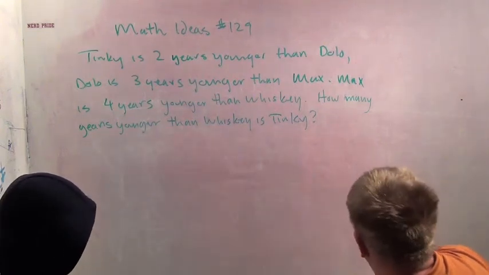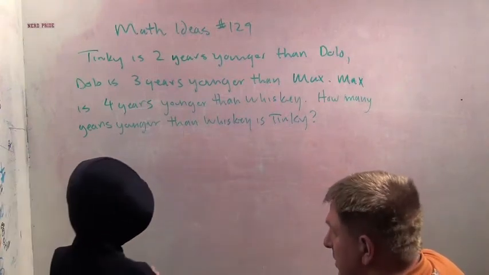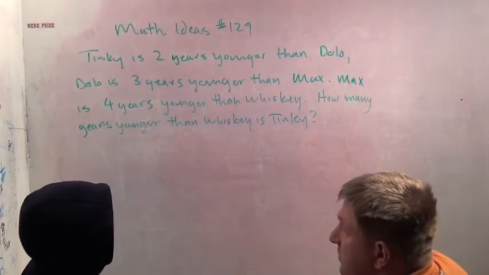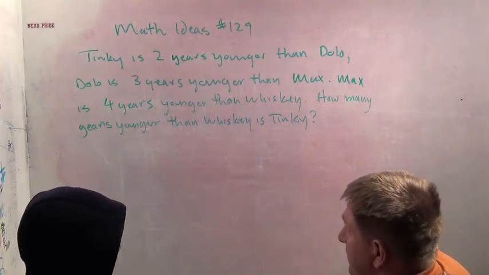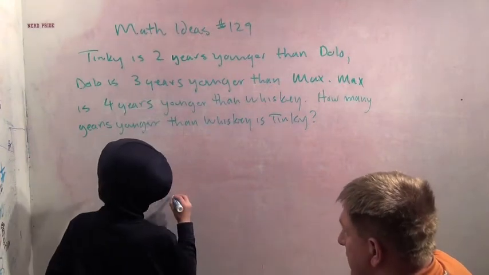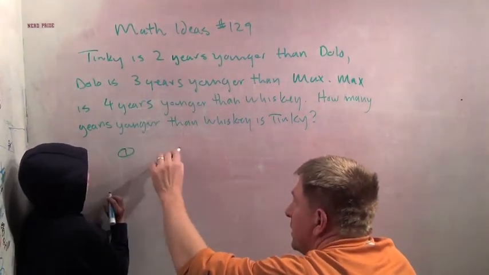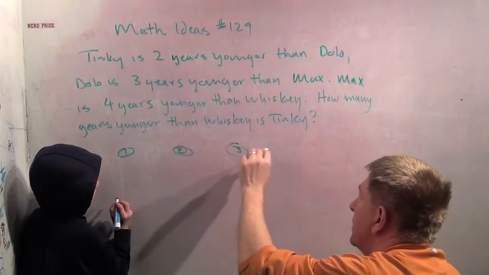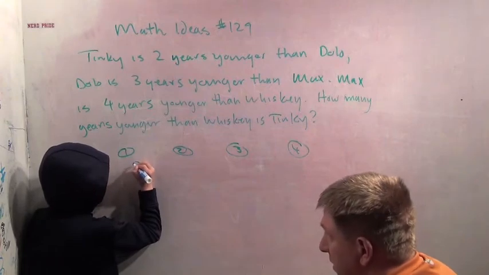Yep. How do you want to approach a problem like this? You could draw a picture. Who do you want to draw a picture of? Tinky, Dolo, Max, and Whiskey. Okay, go ahead. Start over here. Draw the first one here. 1, 2, 3, 4. So number one will be Tinky.